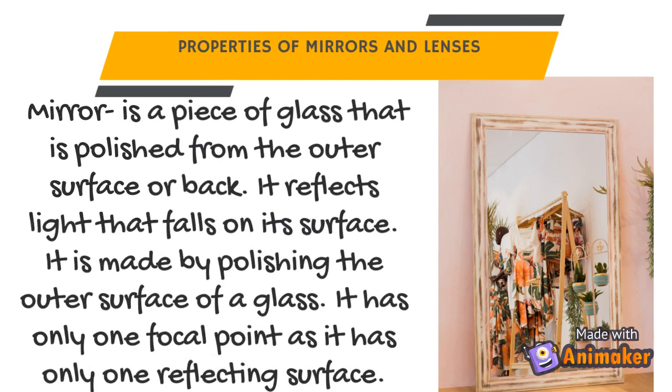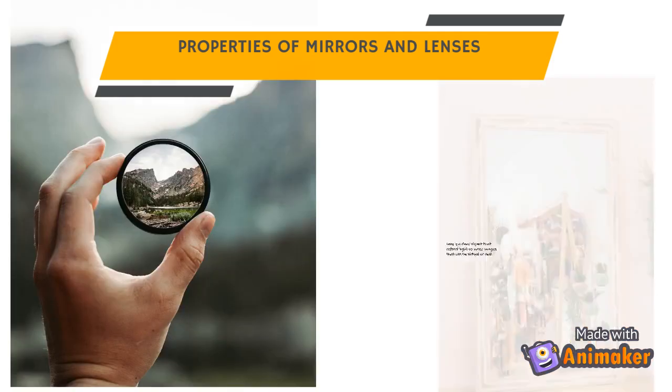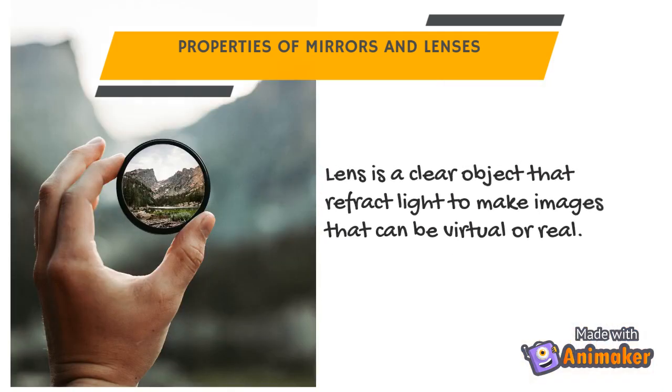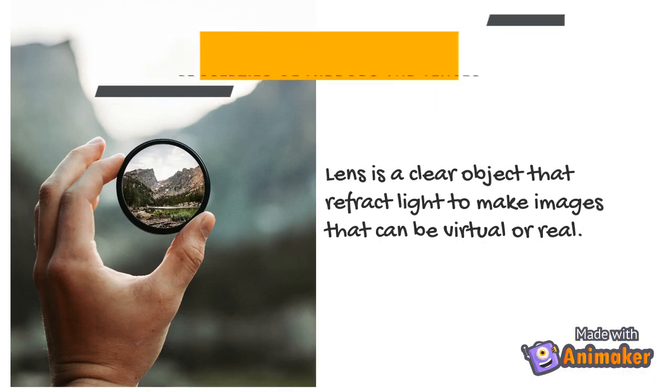A mirror is a piece of glass that is polished from the outer surface or back. It reflects light that falls on its surface. It is made by polishing the outer surface of a glass. It has only one focal point as it has only one reflecting surface, whereas a lens is a clear object that refracts light to make images that can be virtual or real.